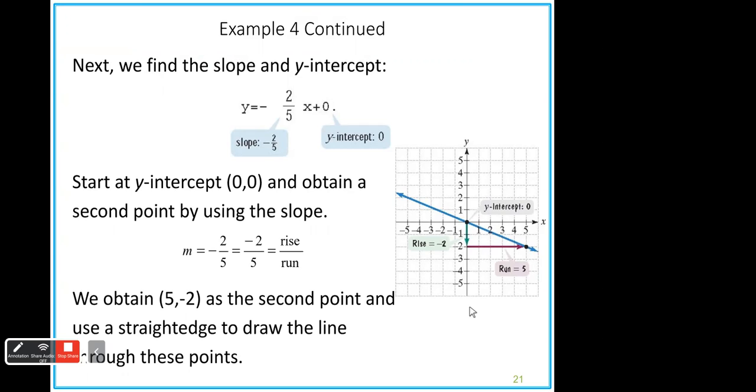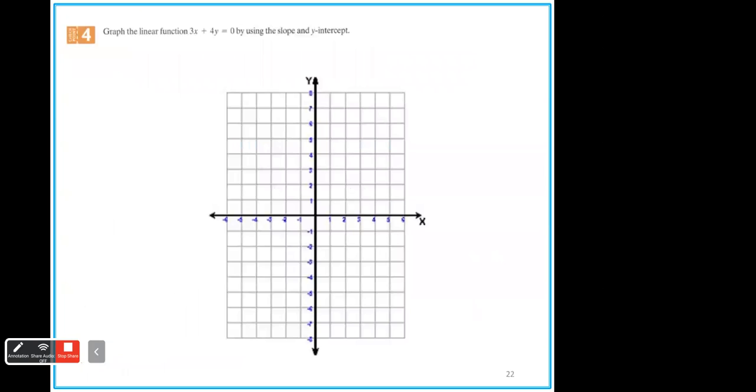Okay, so we're going to do the same with this number 4. Rewrite the equation in the slope intercept form, then use that to draw the graph of that equation.